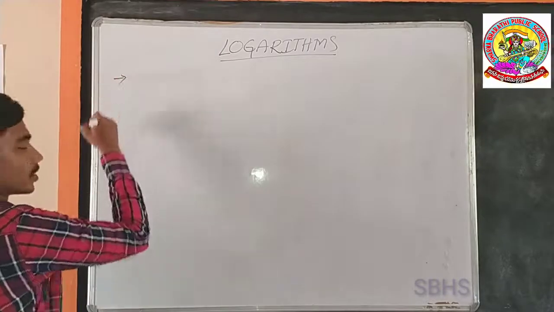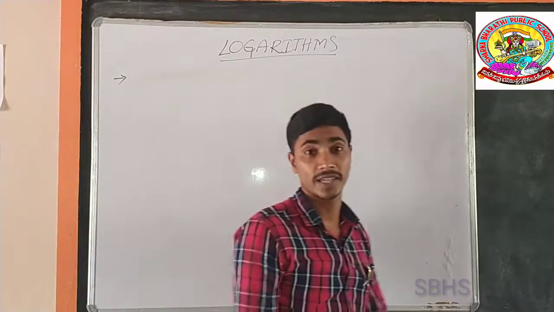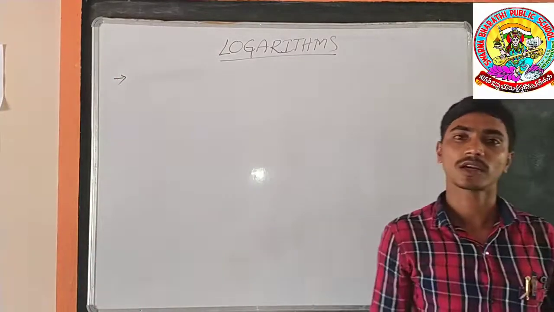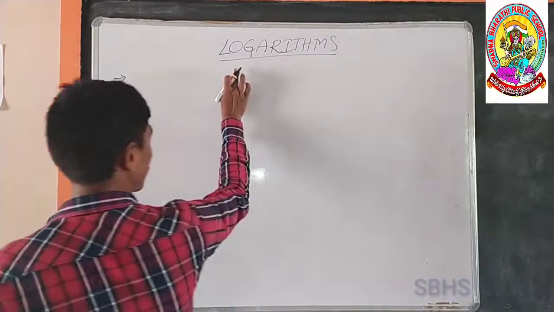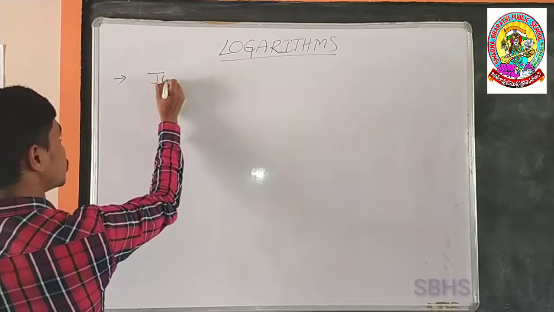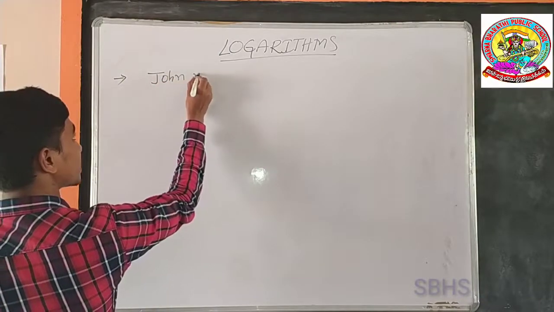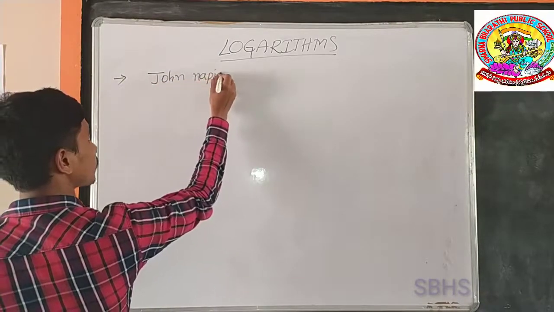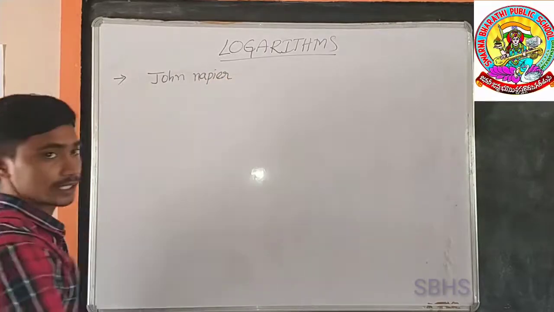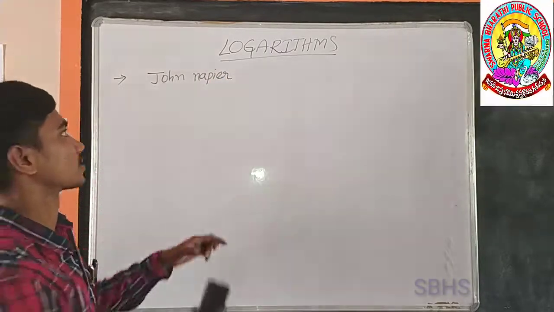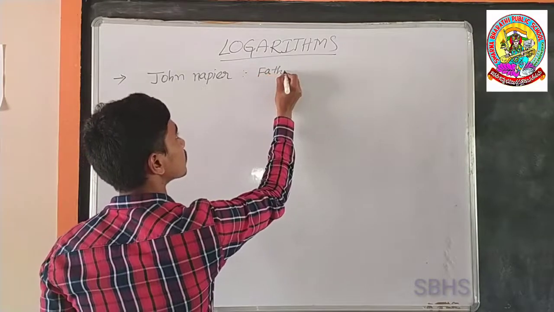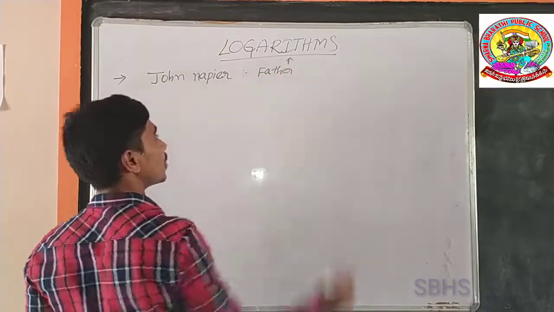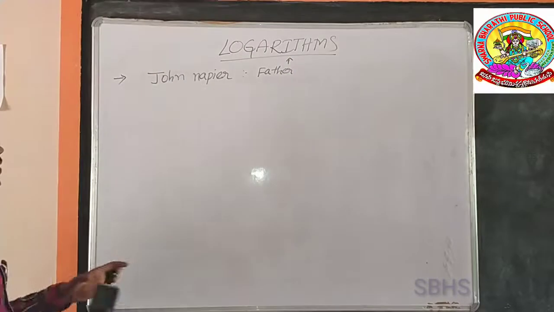Who introduced logarithms? Logarithms were introduced by the Scottish mathematician John Napier. That's why he is called the father of logarithms.